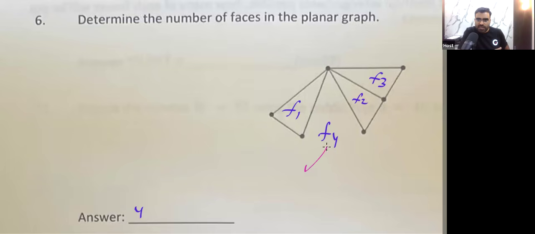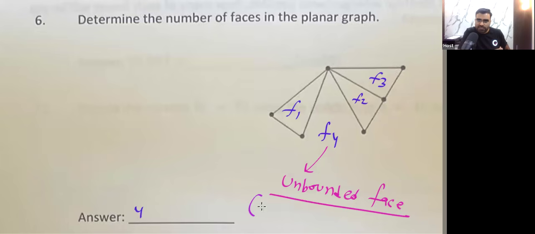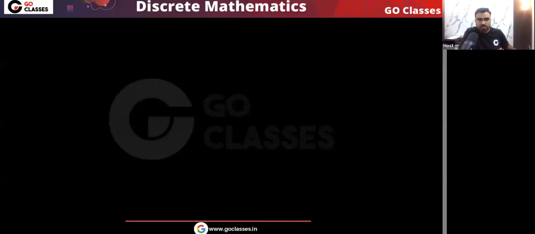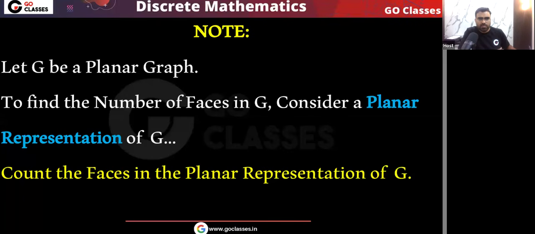Here remember this F4. This is your unbounded face. It is also called the exterior face, or infinite face. And these are bounded faces. For example, this F3 is a bounded face. Let's move on.